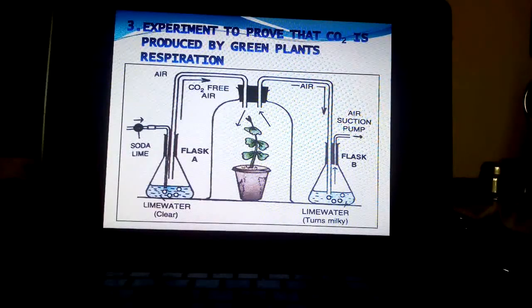Experiment to prove that carbon dioxide is produced by green plants during respiration. So, in the two earlier experiments, we have taken soaked seeds and germinating seeds. Now we are taking a plant. This is the most important thing. So observe, there is a flask A and a flask B. In both, lime water is taken. Got it? And there is a suction pump also.